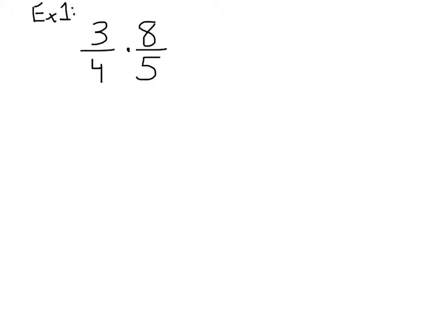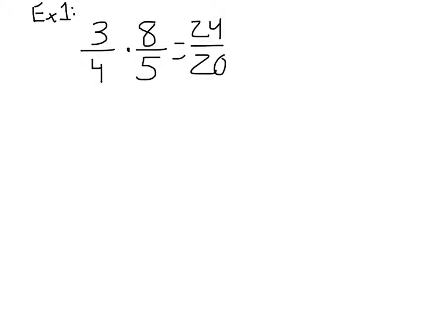In this video, you will learn how to multiply positive and negative fractions. Let's begin by multiplying 3/4 times 8/5. In this case, we can multiply across our numerator, so we have 3 times 8 is 24, and then we can multiply across the denominator, and we have 4 times 5 is 20.